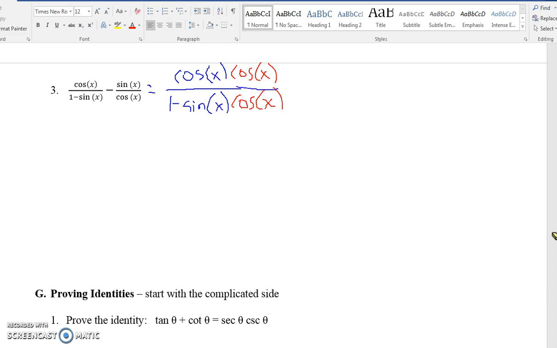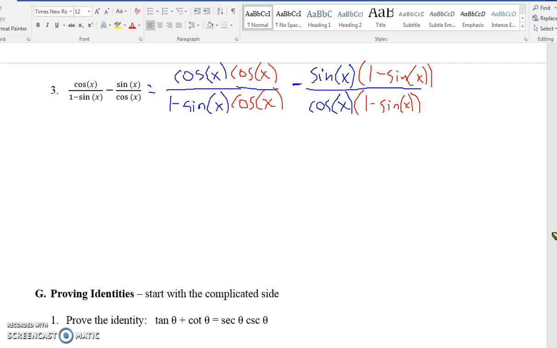Okay, to that, I'm going to subtract. My original fraction was sine of x over cosine of x. And again, if my common denominator also includes a 1 minus sine of x, I need to put that in the bottom of the second fraction. So 1 minus sine of x. And that means I need to put it in the top as well. Okay, I think that all looks algebraically okay to me.